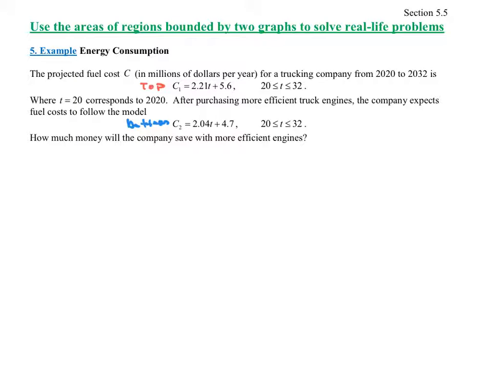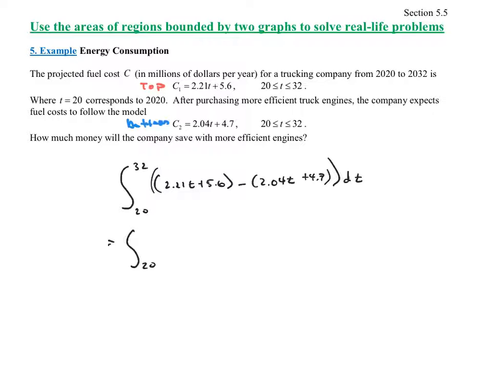So if I want to find the total cost, what I'm going to be doing is integrating that cost function. But here's the beautiful thing. I want to know the total cost for the top function minus the bottom function. So what I could do is the integral from 20 to 32 of that top function, 2.21T plus 5.6, minus the bottom function, 2.04T plus 4.7. I can integrate the difference of those two with respect to T, and that's going to give me exactly what I need here. So let's do some cleaning up.